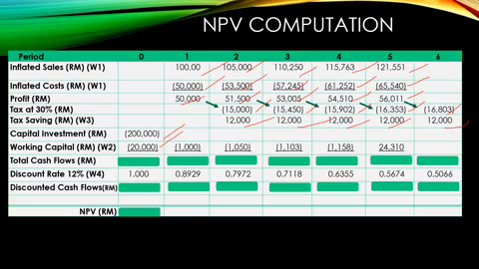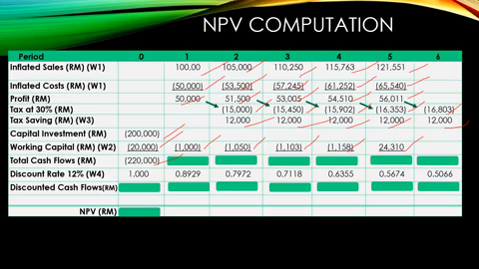For the working capital, for period 1, the cash outflow will be 1,000 ringgit. The cash outflow for period 2 will be 1,050 ringgit. For period 3, the amount will be 1,103 cash outflow. And for year 4, the amount of the cash outflow will be 1,158. For year 5, the amount of working capital will be 24,310 ringgit. So the total cash flows for year 0 will be 220,000 cash outflow.